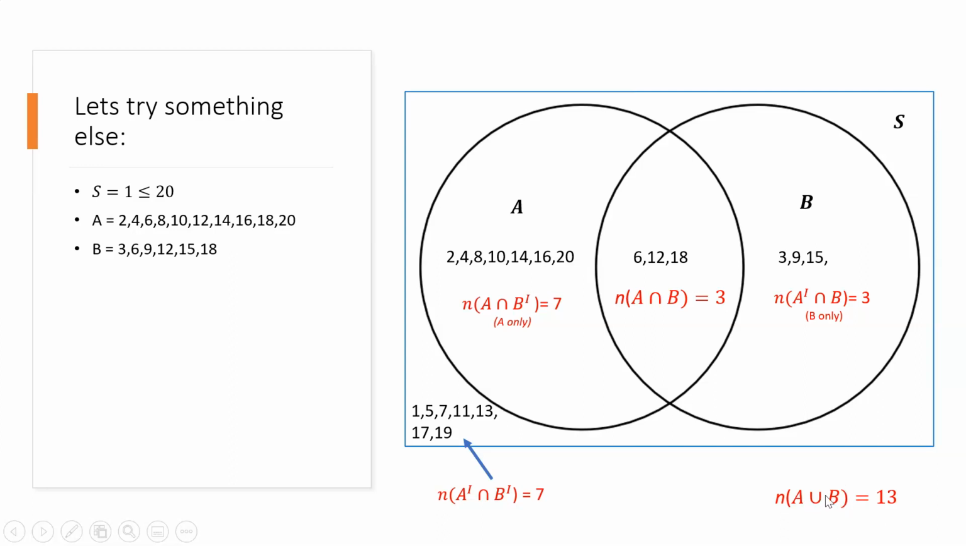Okay, so in the union of A and B, that's all these values here, we've got 13. So if you add the 7, the 3 and the 3 together, we get 13. So that's the union. Remember, that symbol's union, that symbol's intersection.